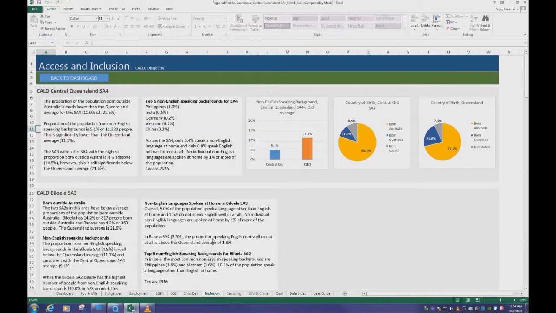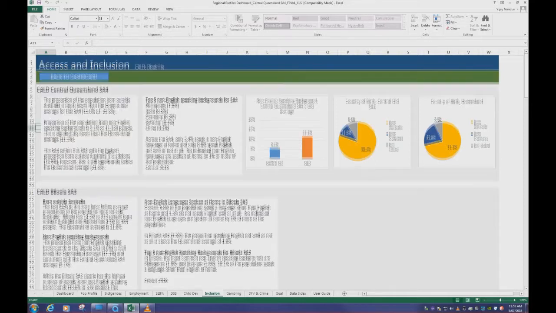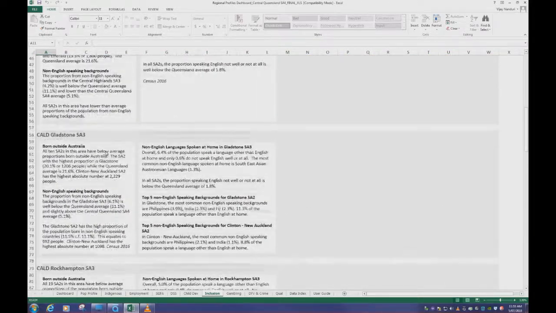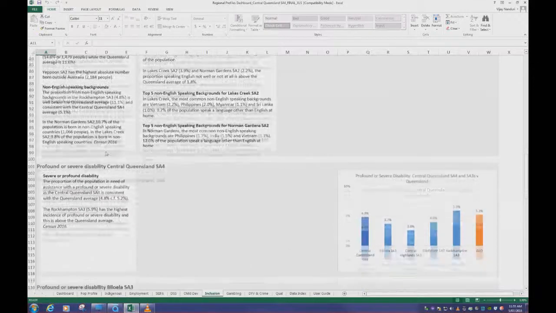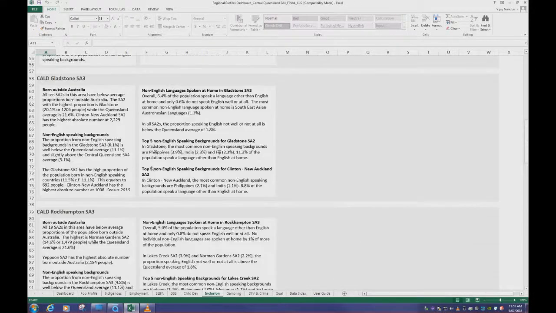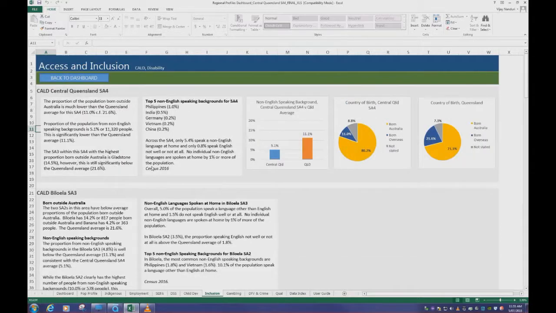Access and inclusion. RAQ identifies and considers the unique needs and experiences of people from 4 main groups. These are Aboriginal and Torres Strait Islander peoples, culturally and linguistically diverse peoples, or CALD, people of diverse bodies, genders and sexualities, and people with a disability. The Inclusion tab attempts to cover CALD and those living with a profound and severe disability.